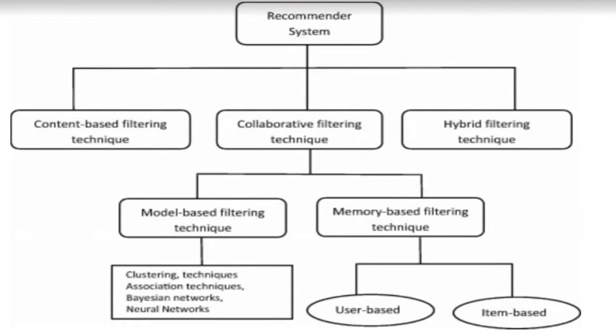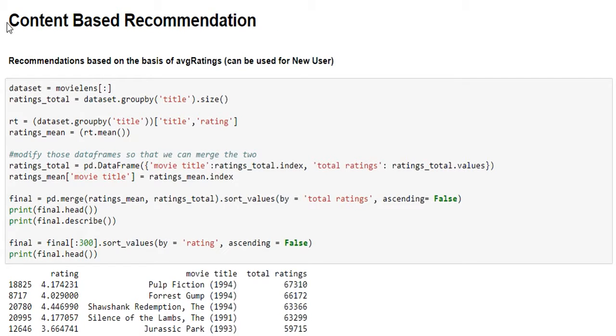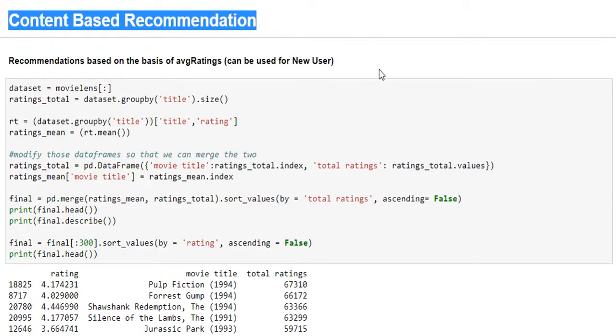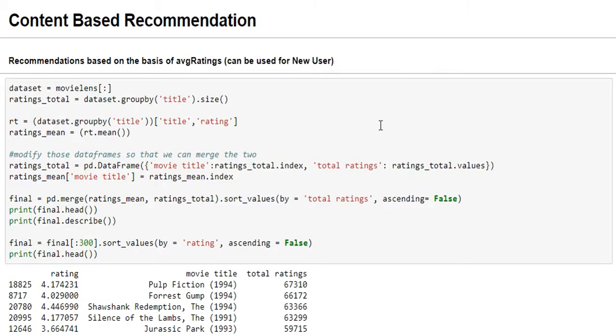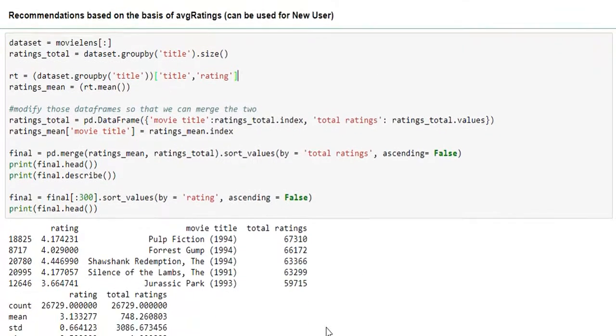There are three types of recommendation techniques, namely content-based, collaborative filtering, and hybrid filtering. The collaborative filtering is further divided into two techniques, model-based and memory-based. Model-based comprises different predefined models like clustering and association techniques, while the memory-based filtering technique is further classified into user-based and item-based. In our project, we are using the user-based technique. For the top picks column of the website, we are using content-based filtering, where we calculated the mean rating of every movie in the dataset and later printed the highest rated movies.